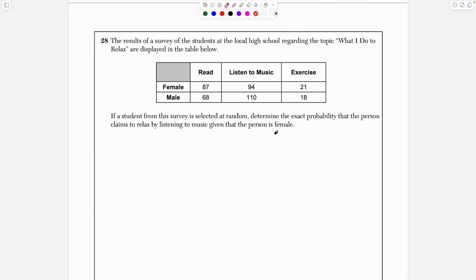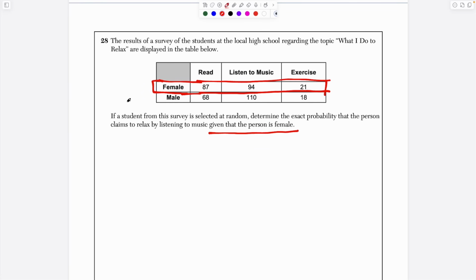So for these questions, sometimes I have to reread them more than once. So I read that last part again. Determine the exact probability that the person claims to relax by listening to music given that the person is female. So this part here, the given that the person is female, tells us that we have conditional probability here, that we're only going to be looking at the category here of students that are females. So we're going to be focusing on just this and ignoring the other part here. So we're just going to be focusing on this row.